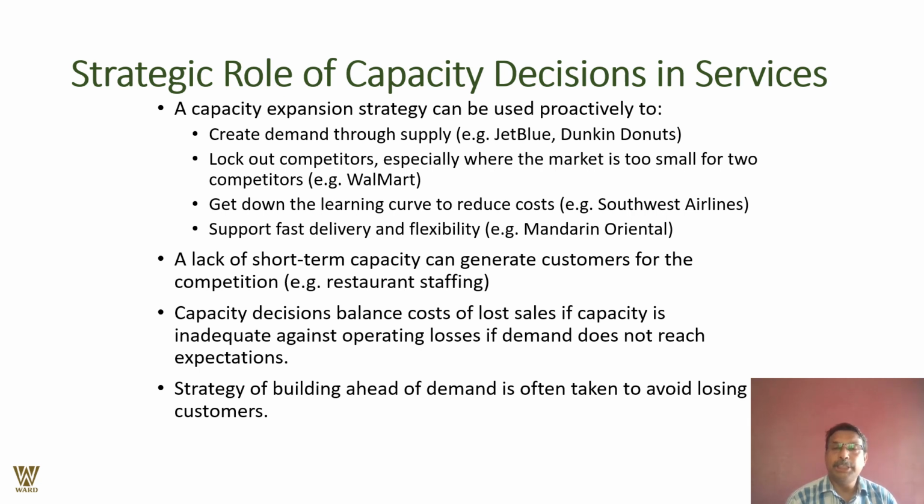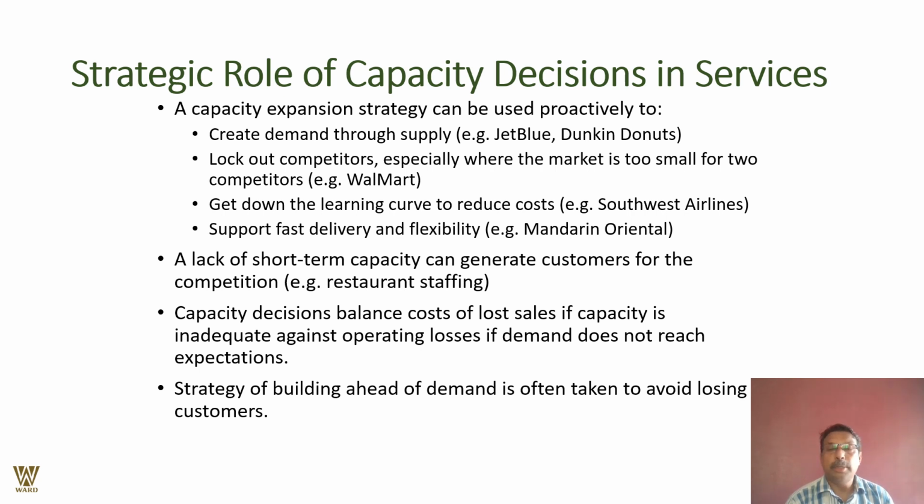A capacity expansion strategy can be proactively used to create demand through supply. Examples are JetBlue, Dunkin' Donuts, and so on and so forth. We can lock out competitors altogether, especially when the market is very small. For competitors, for example Walmart, get down the learning curve to reduce cost. Example Southwest Airlines, support fast delivery and fast flexibility. It's all about the Mandarin Oriental.